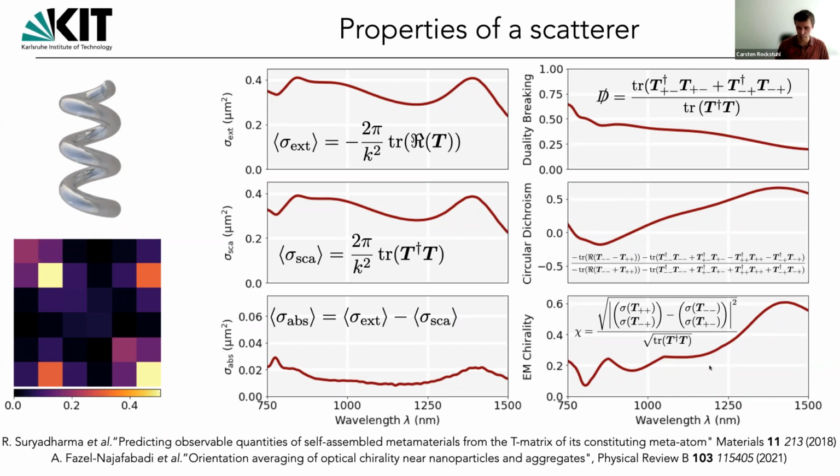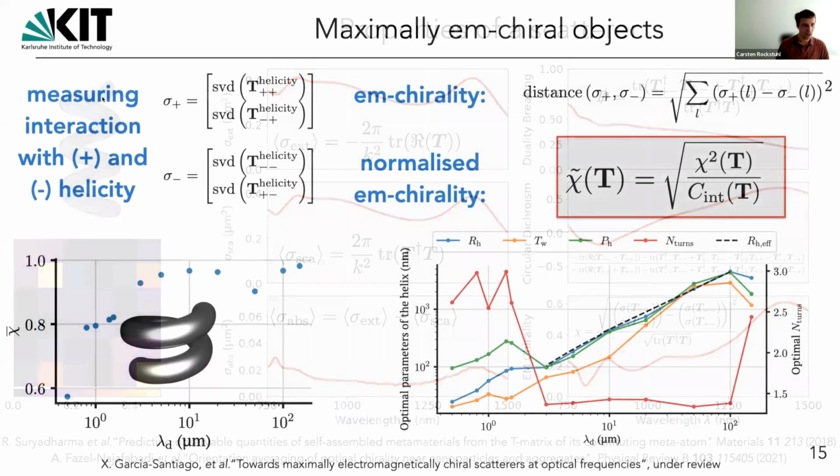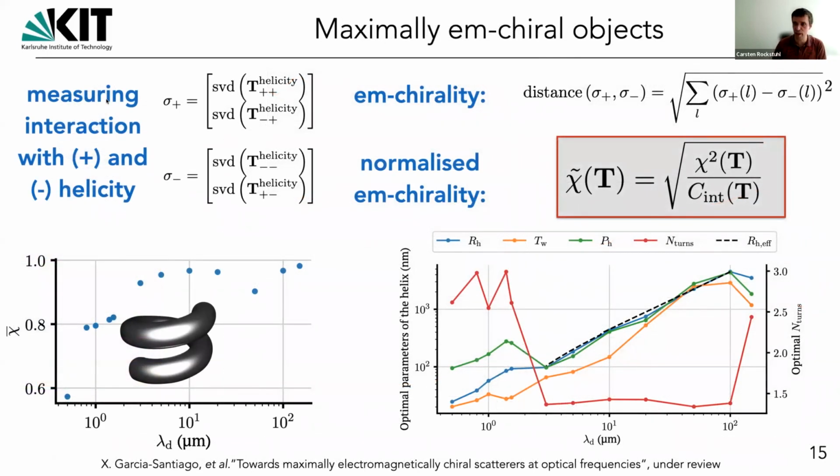Also electromagnetic chirality is a quantity that we have been studying for quite some time, and I'll say some more on that on the following slides. Electromagnetic chirality is a theme that we have been working on for quite some time now. It started with the desire to be able to measure how chiral an object is.